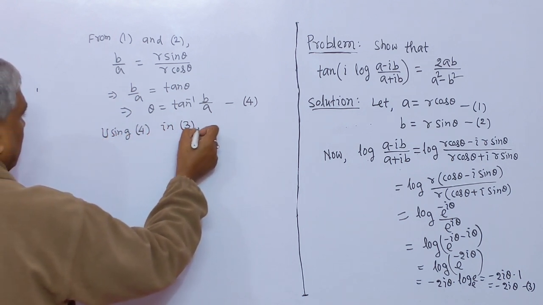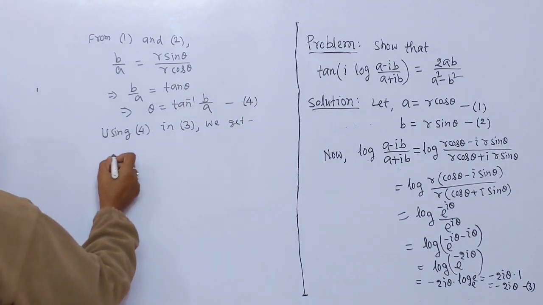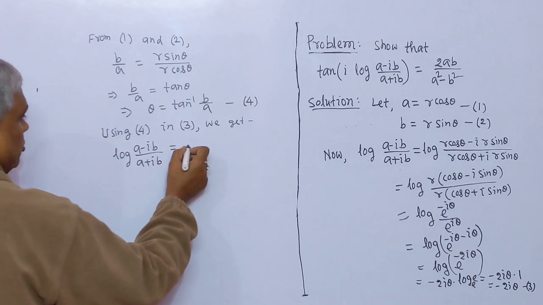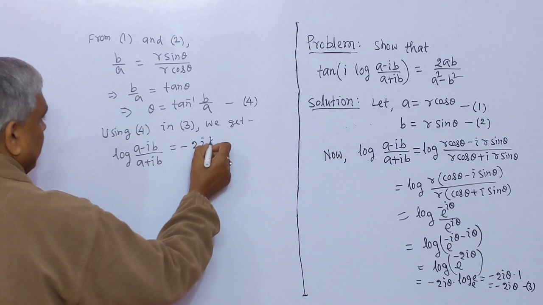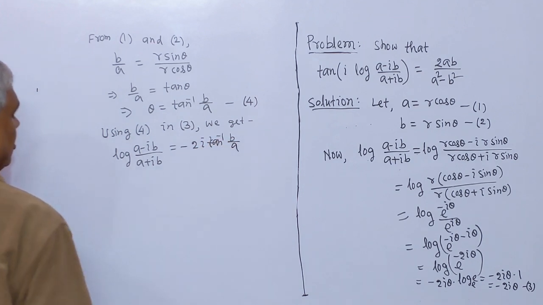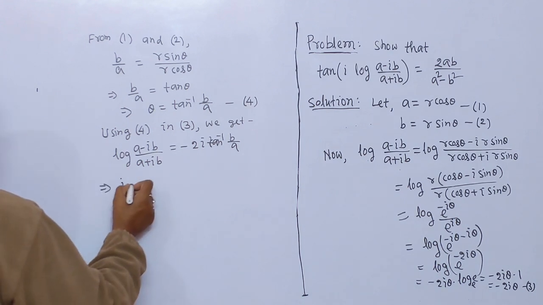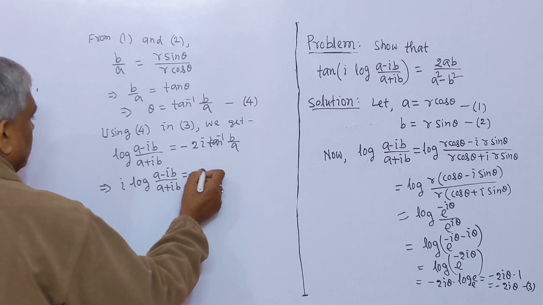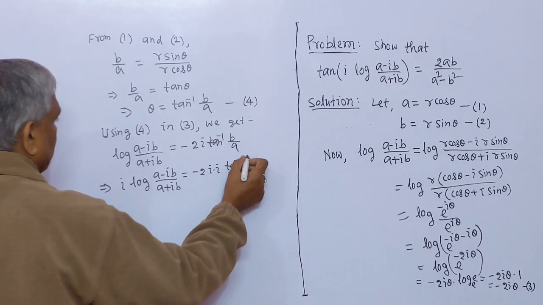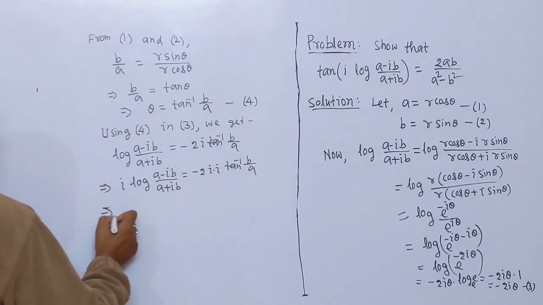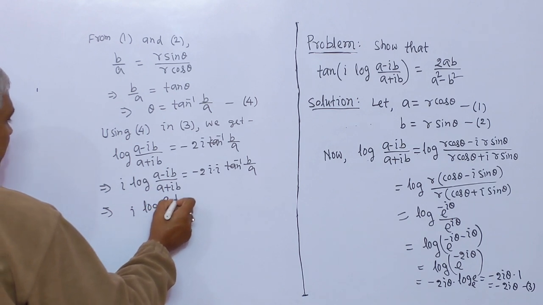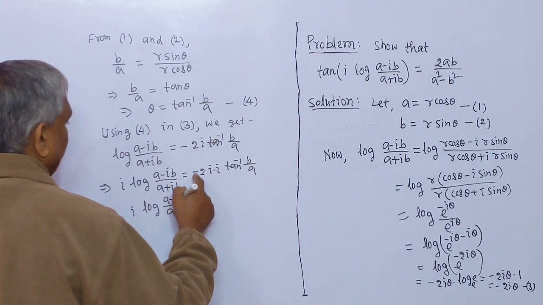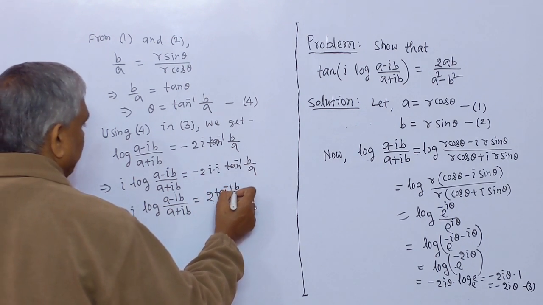in 3, we get log((a − ib)/(a + ib)) equal to −2iθ, equal to −2i tan⁻¹(b/a), which implies that, multiplying both sides by i, i log((a − ib)/(a + ib)) equals −2i² tan⁻¹(b/a). Here i² is −1, so minus minus plus, 2 tan⁻¹(b/a).